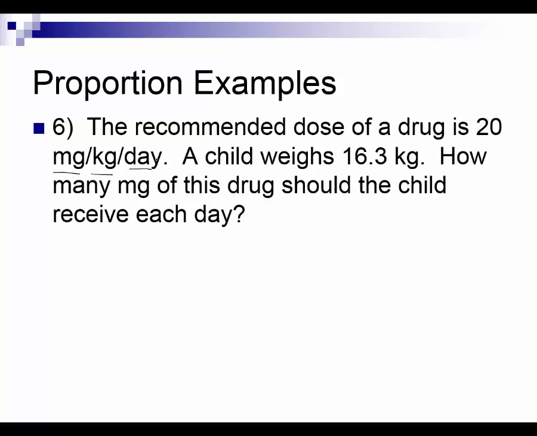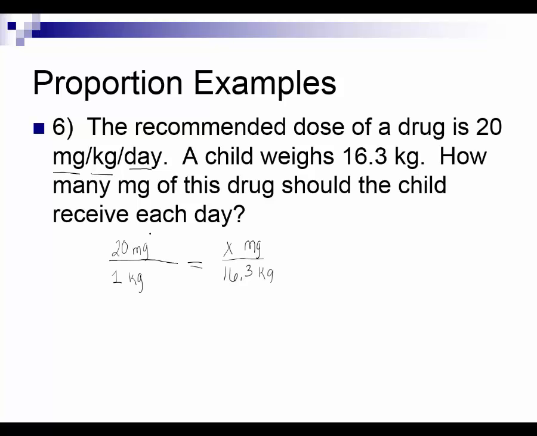So the time, again, the day, is constant. So I can set up my proportion without the time, because that does not change. That is not proportional to anything that is constant. In my first fraction, I am told that they should get 20 milligrams per kilogram, and that has an unwritten 1 with it. And then I'm asked how many milligrams, so I'll use X to represent that, if they weigh 16.3 kilograms.